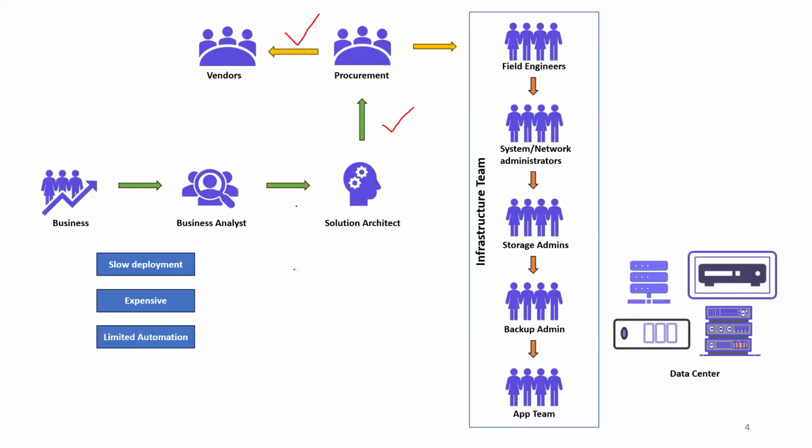Limited automation, I would say. Some aspects can be automated, but the activity that is done by the field engineers, system admins, storage admins, backup admins, procurement team, vendors team. Some aspects can be automated, but most of the aspects such as rack and stack, cabling, or the procurement activities or vendor activities are not automated. So these procedures are manual. When we say it is manual, it is slow.